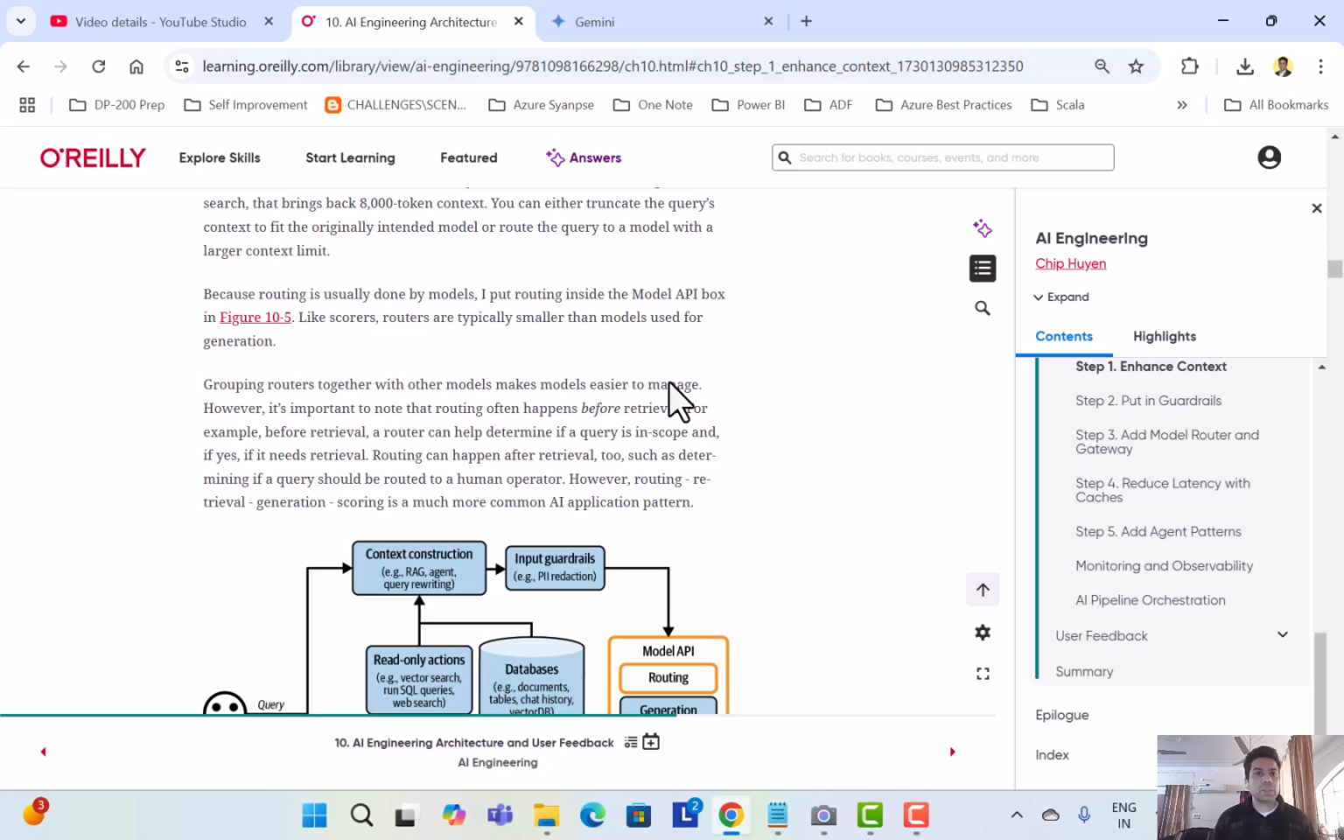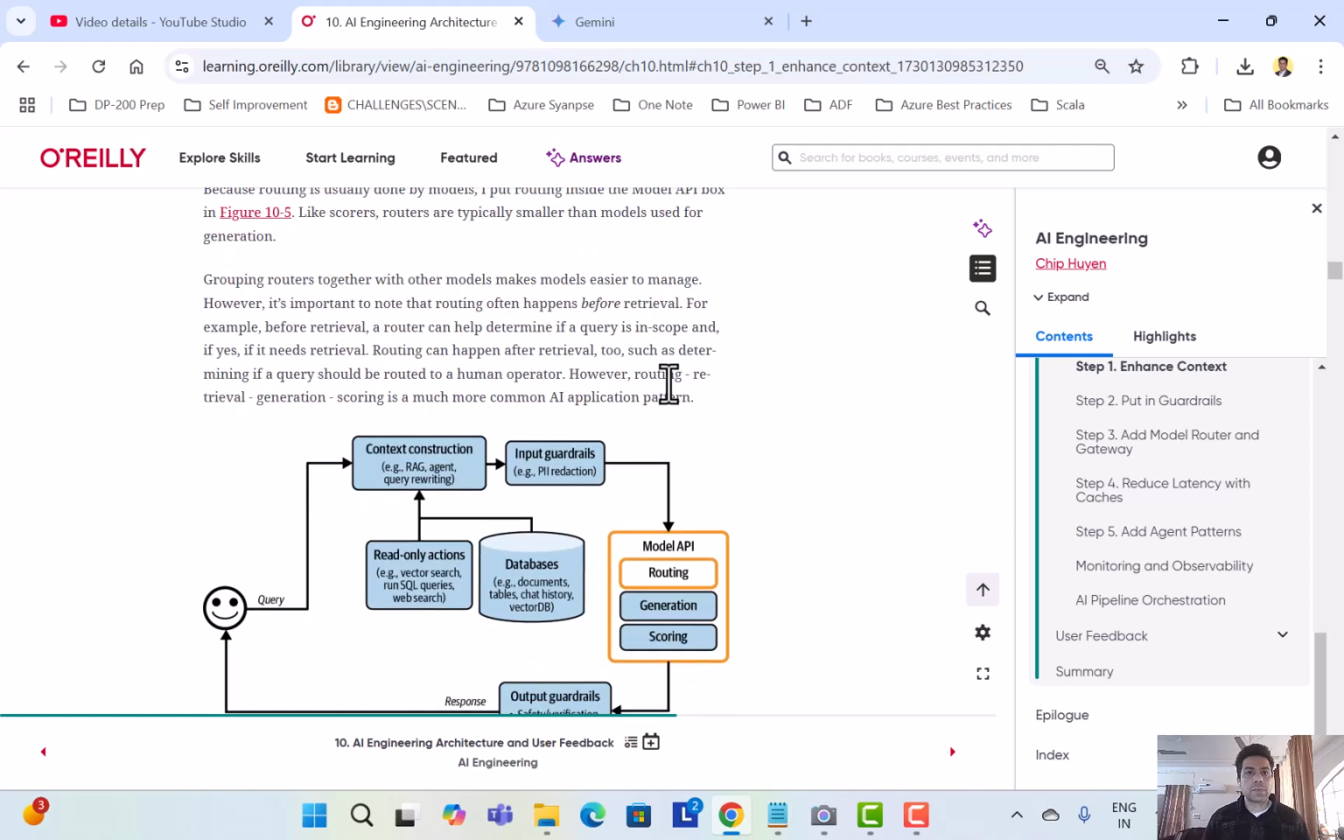So that is also one of the important things. Because routing is usually done by models, I put routing inside the model API box. Like scorers, routers are typically smaller than models used for generation. Grouping routers together with other models makes models easier to manage. However, it's important to note that routing often happens before retrieval. For example, before retrieval, a router can help determine if a query is in scope and if yes, it needs retrieval. Routing can happen after retrieval too, such as determining if the query should be routed to a human operator.